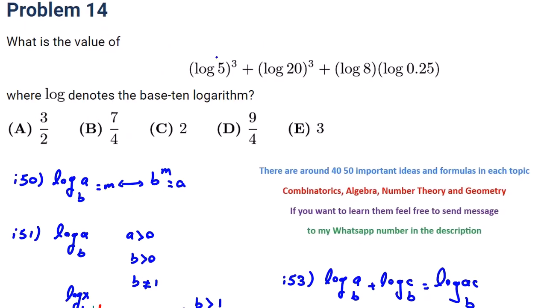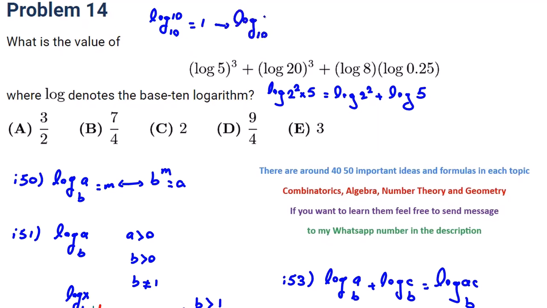here, it says the bases of all of them equal 10. So this part is what? It's log 2 squared times 5. If you use the product rule and then the power rule, you say it's equal to log 2 squared plus log 5. Now, let me tell you something. We know log 10 to the base 10 is 1 because of the definition, because 10 to the 1 is 10. So we know that 10 is what? 2 times 5. So log 2 times 5 to the base 10 is 1.